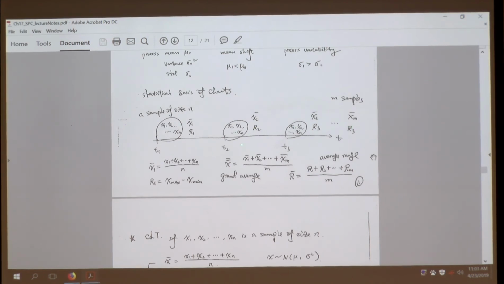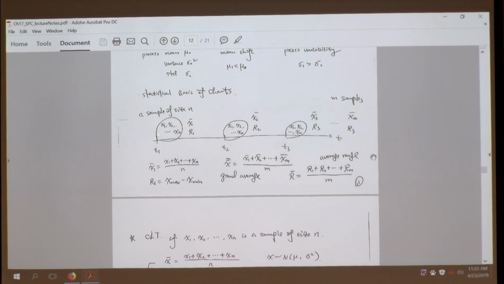Now, this is x1 bar. But now what I have is x double bar. I have 2 bars. What does this 2 bar mean? Anybody?